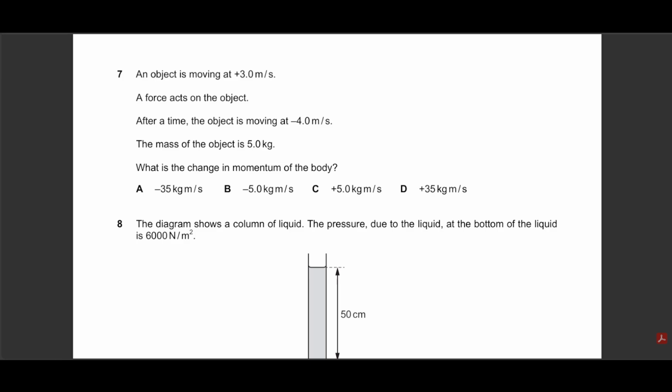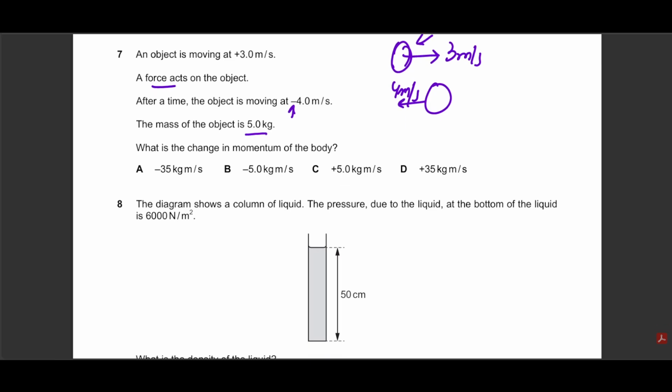Question number 7 says an object is moving at 3 meters per second. Now pay attention to the positive 3 meters per second, because that generally means it's going to be the right direction or the right side of the movement for this object. So I can visualize that this object might be moving towards the right side with a speed of 3 meters per second, and a force acts on it, probably bounces off a wall, probably somebody hit this object, and now it is moving towards the left side, showed by the negative sign, as 4 meters per second. This is the visualization for this.